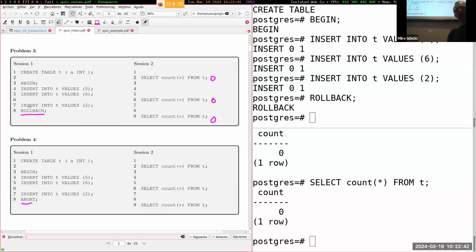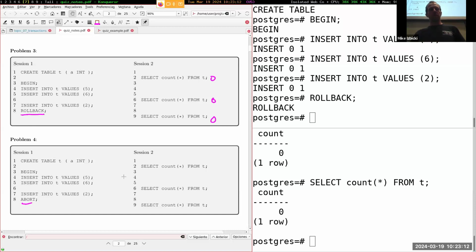So in this case, lines 3 through 8 are still inside of a transaction. But this transaction was not committed. We rolled it back. And so these inserts never had any effect, and they're not visible to the end user in any way. And so we have zeros all the way down. The only difference between problem 3 and problem 4 is that instead of rollback, we have the word abort.